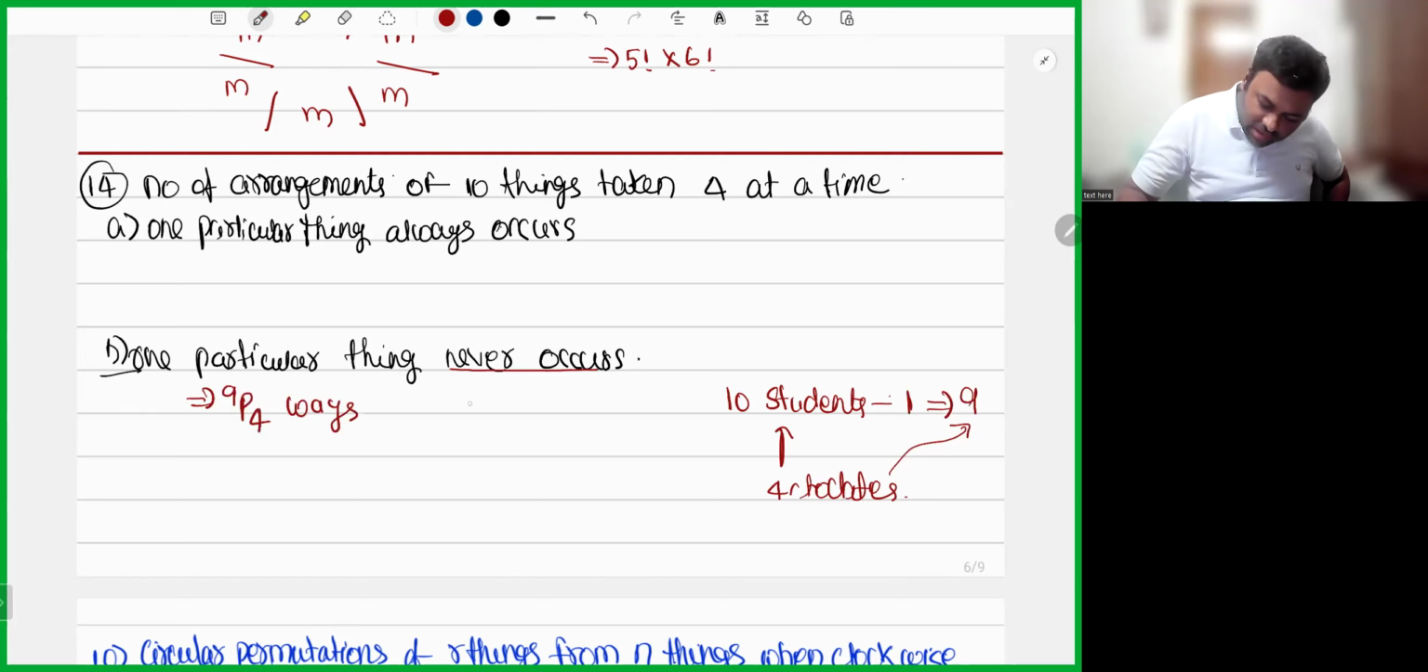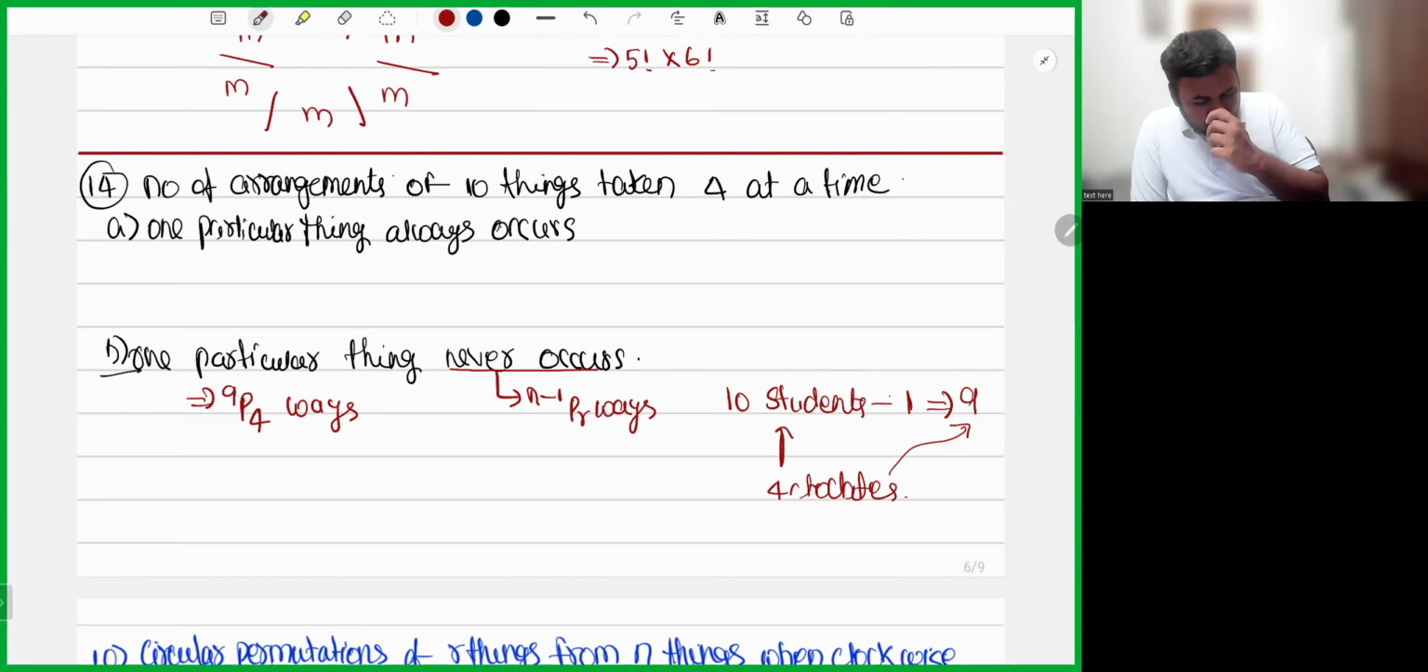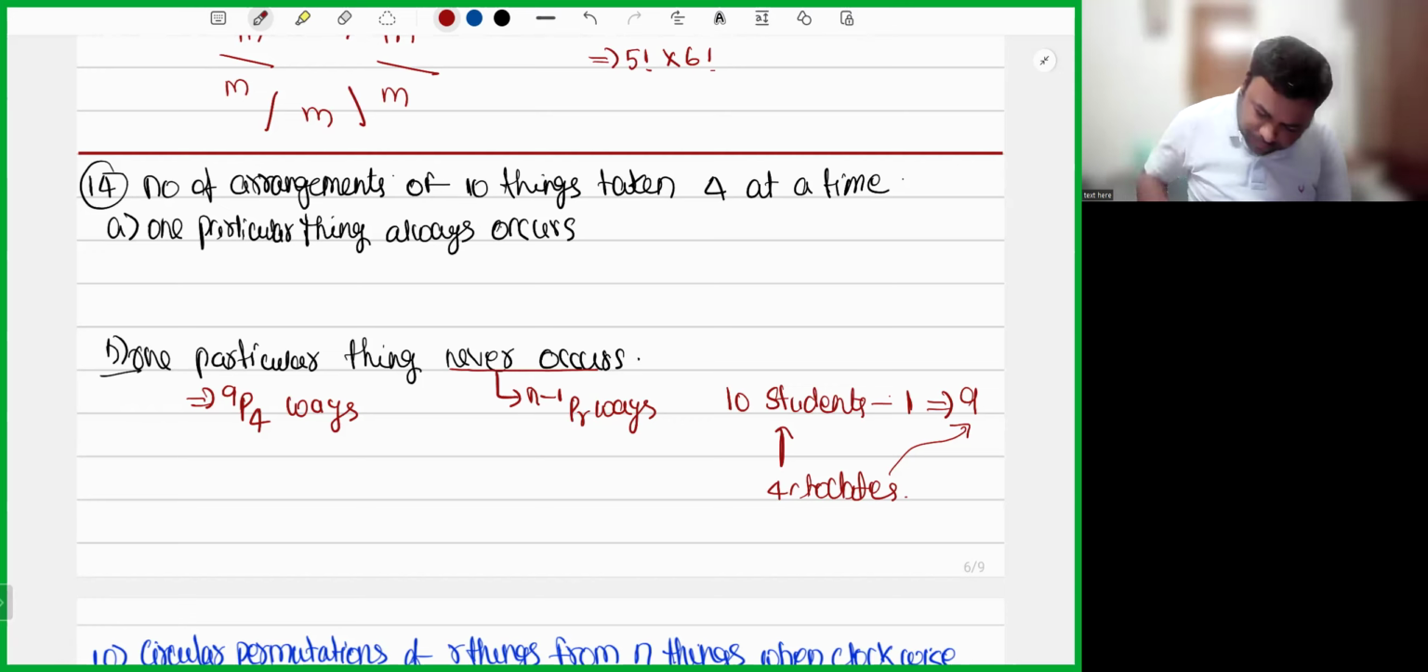Sometimes he'll ask you to write the formula in the examination. The formula will be (n minus 1)Pr ways. The number of arrangements of n things taken r at a time, in which one particular thing never occurs, is (n minus 1)Pr. Like 4 chocolates I need to give to 10 students, but for one student I'll never give a chocolate. How many are left? Only 9. 4 to 9, 9P4.